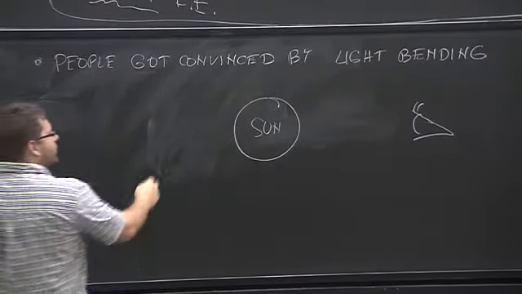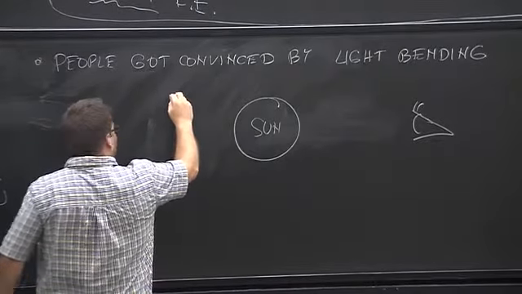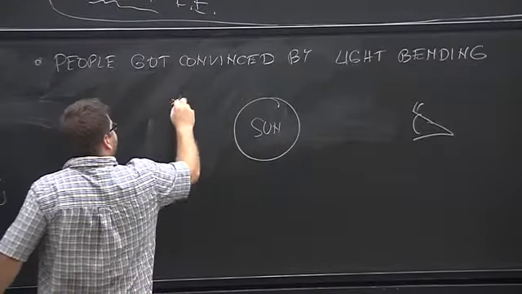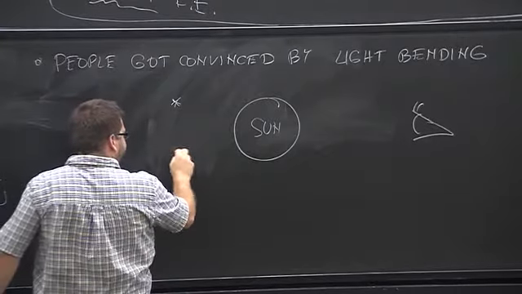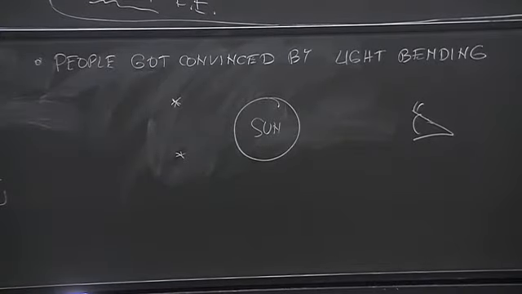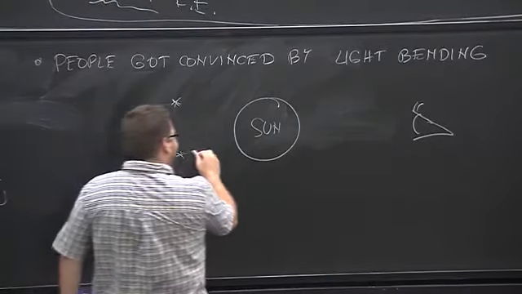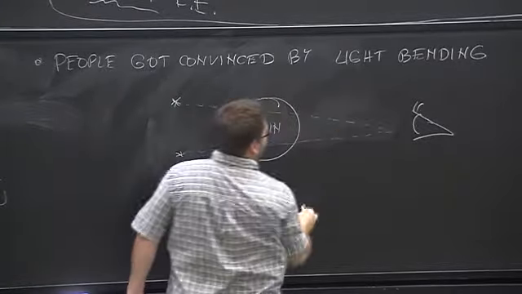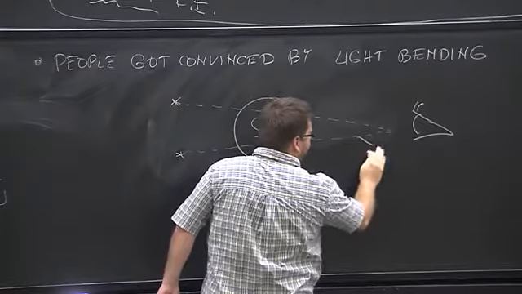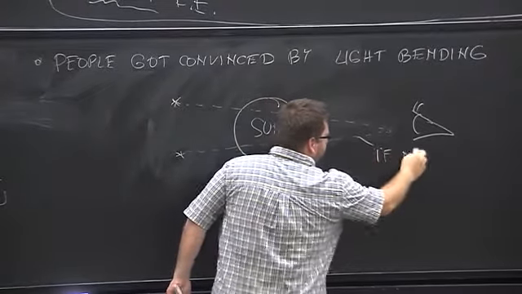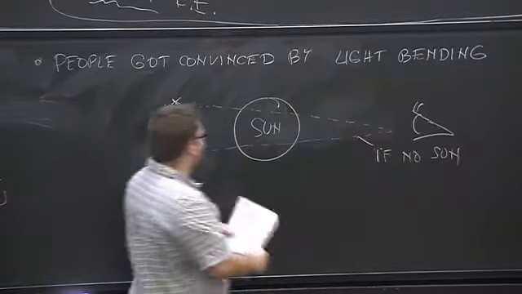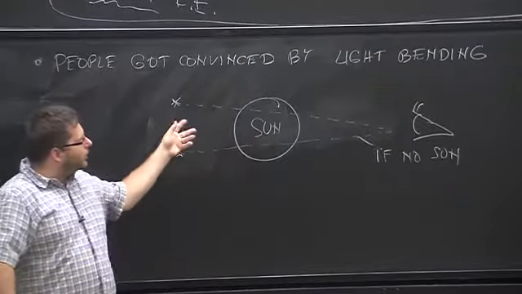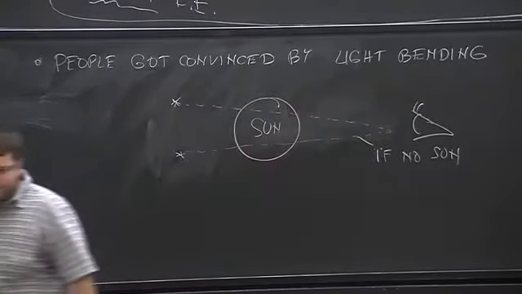Okay, and so let's assume that there's a star here. Now, in the first instance, there's no sun. If there is no sun, you would see the stars under this angle. So if there's no sun in front, then you would just see the two stars coming at this angle here.